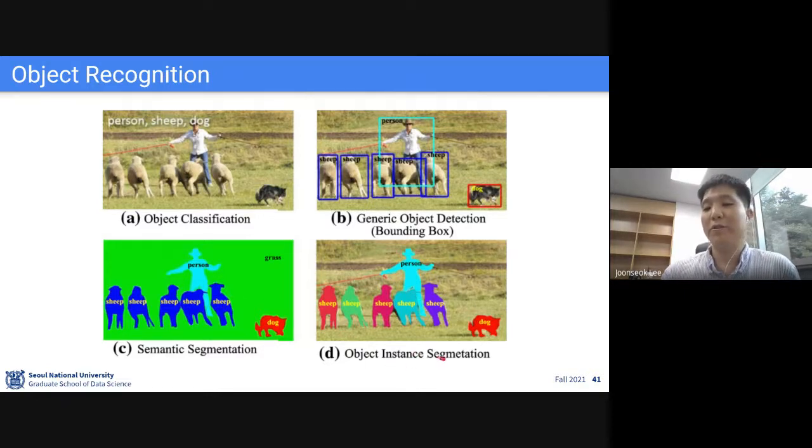And object instance segmentation is even more sophisticated. If we see more than one instance of an object, for example, here we have 5 ships, then which pixel belongs to which ship? We need to segment all of them. We are going to cover all of these topics in the first half of our class.